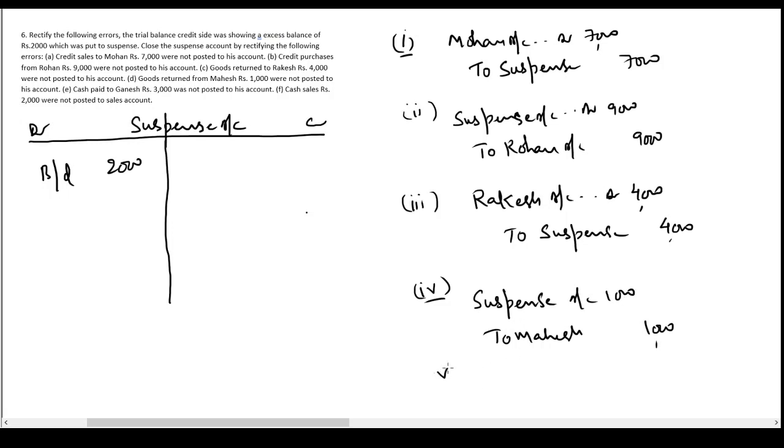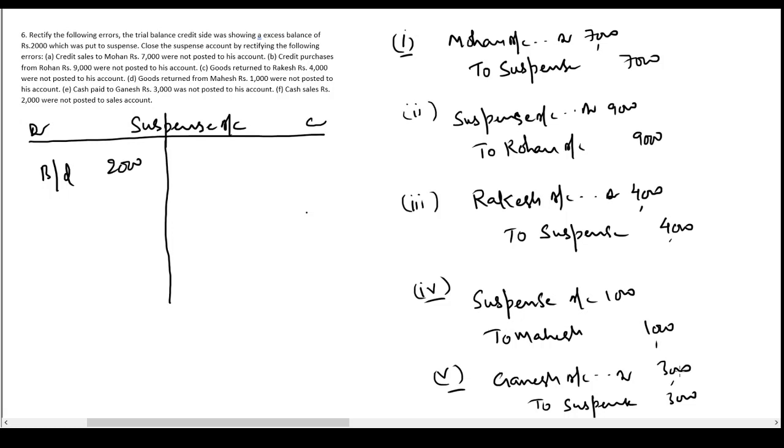Next, cash paid to Ganesh, 3000, were not posted to his account. When you pay cash to Ganesh, we pass the entry Ganesh account debit to cash. Ganesh account was not debited. Now I'll debit Ganesh account. Ganesh account debit 3000. Where should I give credit? I cannot give credit to cash because it has already been recorded in the cash book. So cash payment is already recorded but not debited to Ganesh account. So I'll give credit to suspense 3000.